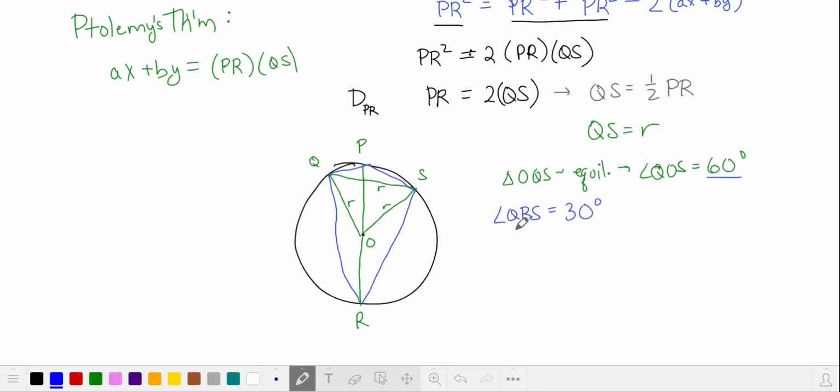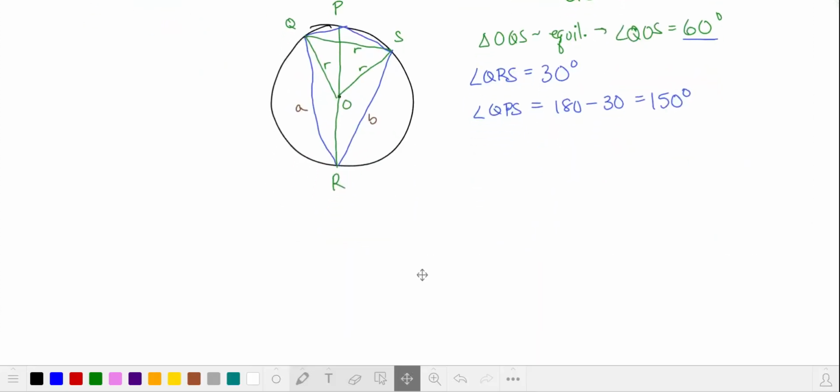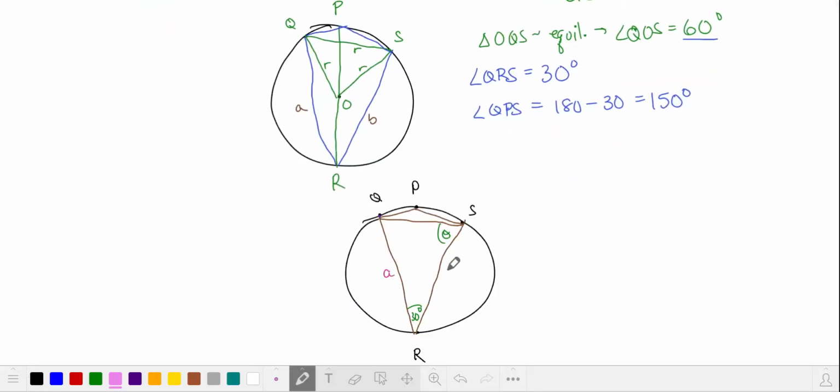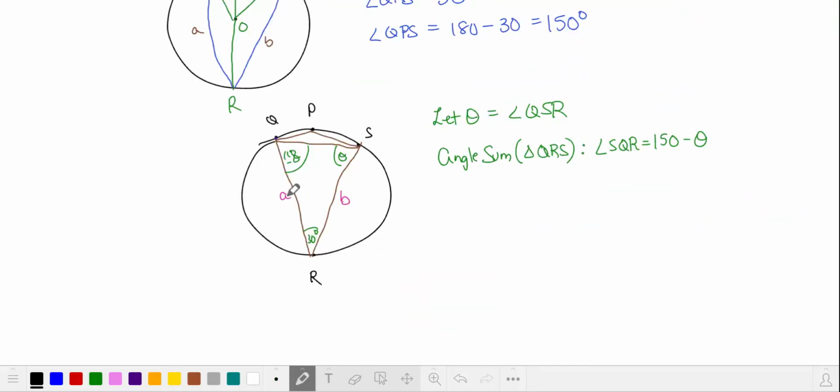And because this is a cyclic quad, the opposite angle QPS is 180 minus this. So this is 150 degrees up top. Let me redraw this once more. We're interested in the ratio of the lengths A and B, which is probably going to be related to this angle theta, which is QSR. And by angle sum on triangle QRS, we have angle SQR is 150 minus theta. We can relate A and B with the law of sines on triangle QRS. So A over the sine of theta is B over the sine of 150 minus theta.